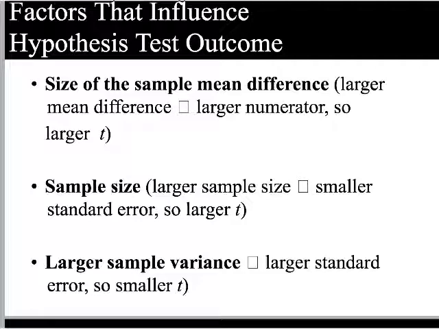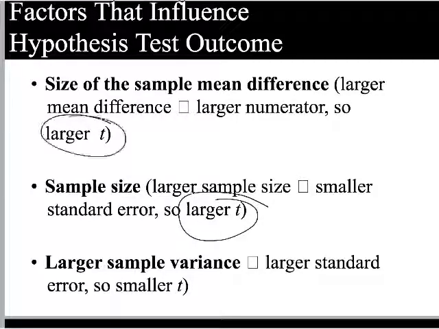Okay, I just want to talk a little bit about some factors that influence the hypothesis test outcome, just some things to think about. The size of the sample mean difference, of course. The bigger the mean difference, the larger the numerator, so the larger the t. And remember, the bigger the t, the better the probability that we're going to reject the null and suggest that there's a statistical difference. Sample size matters. Larger sample size is good. You know, as Frankenstein would say, big sample, good. Big samples mean smaller standard errors. Also means bigger t.